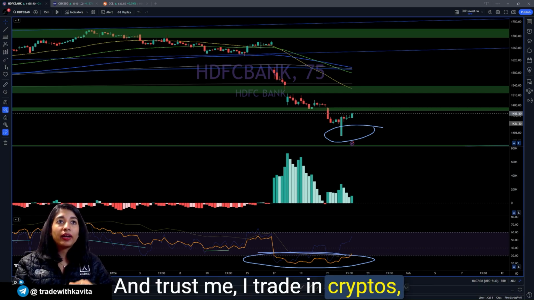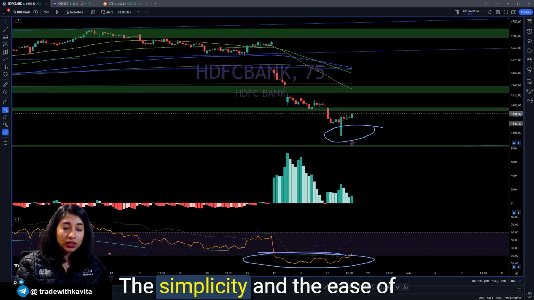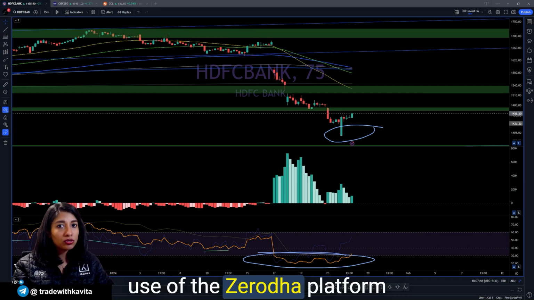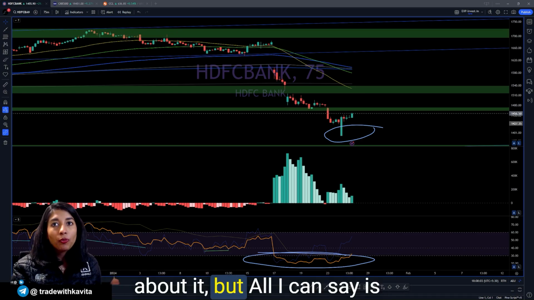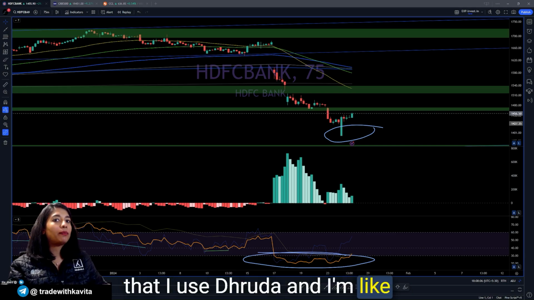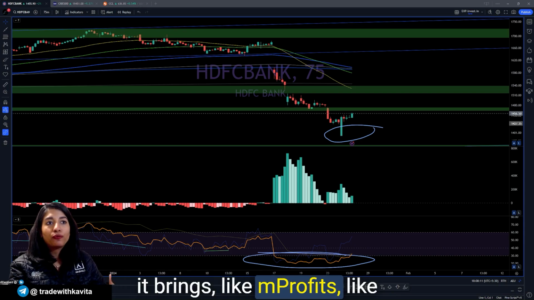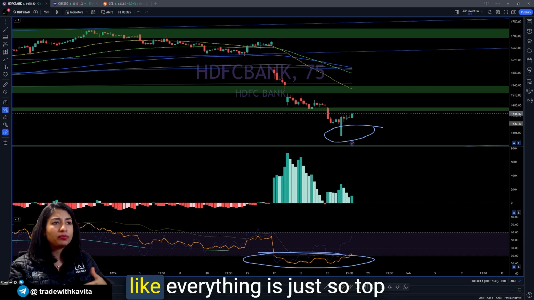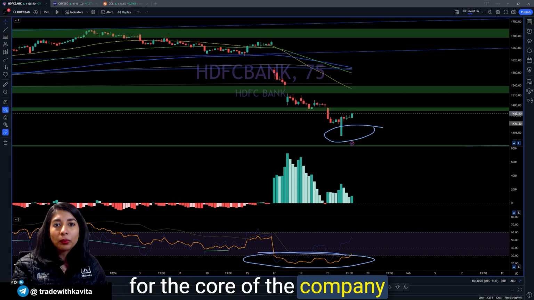And trust me, I trade in cryptos, I trade in US markets, I trade in a lot of different asset classes. The simplicity and the ease of use of the Zerodha platform is absolutely unmatched. I've not really tried Dhan, so I won't say anything bad about it, but all I can say is that I use Zerodha and I'm a huge fan of that company. Even the other services which it brings, like M Profits, like Small Case, like Picker Tape, everything is so top notch that it speaks a lot for the core of the company and the management team.